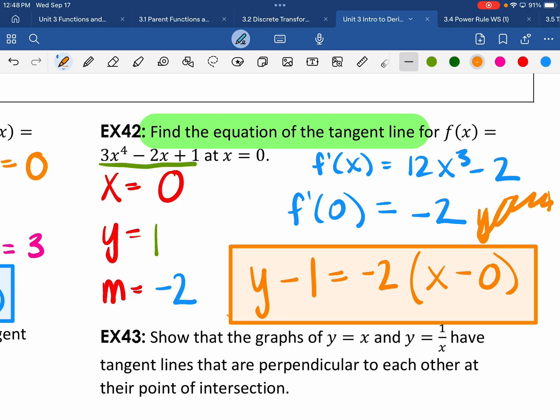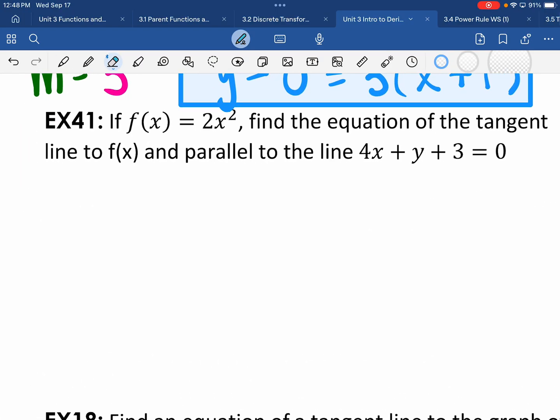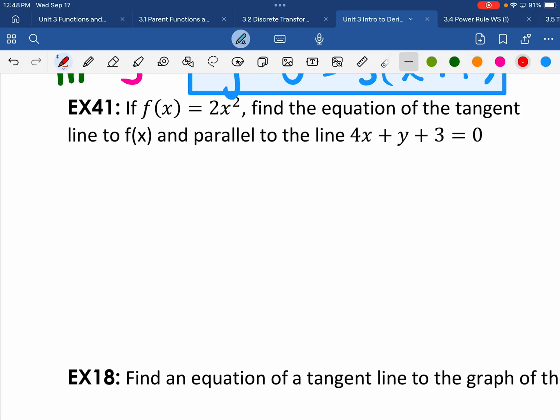Okay. So let's do a little bit of a harder example now. So go to 41. How is 41 harder than 42? I don't know. Just the way I typed them. If f of x equals 2x squared, find the equation of the tangent line. So I'm seeing those directions again. x, y, m.